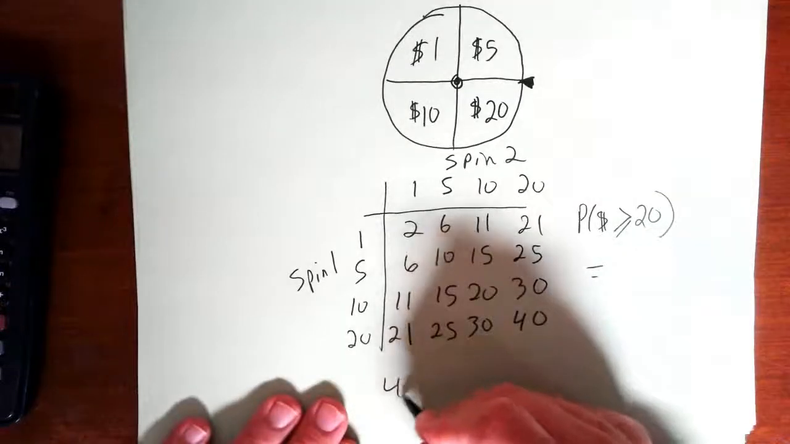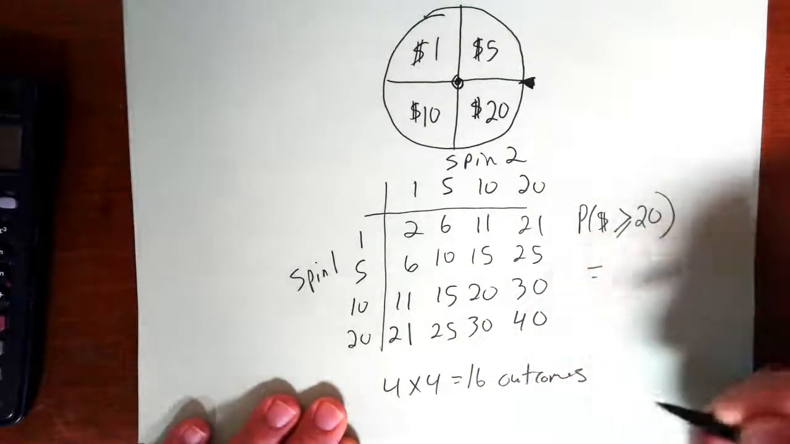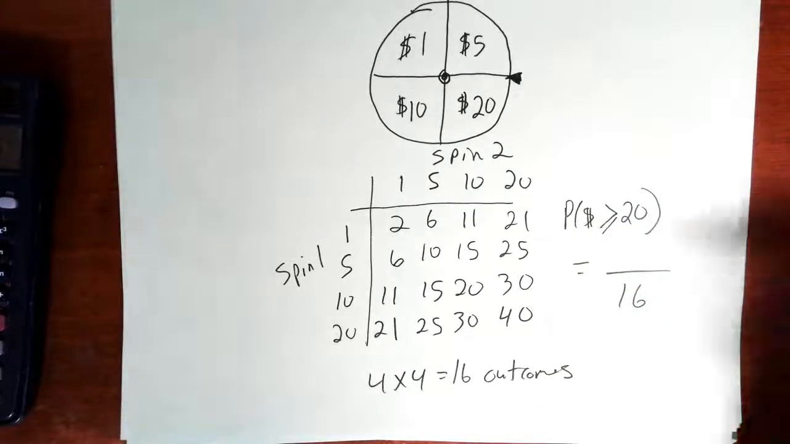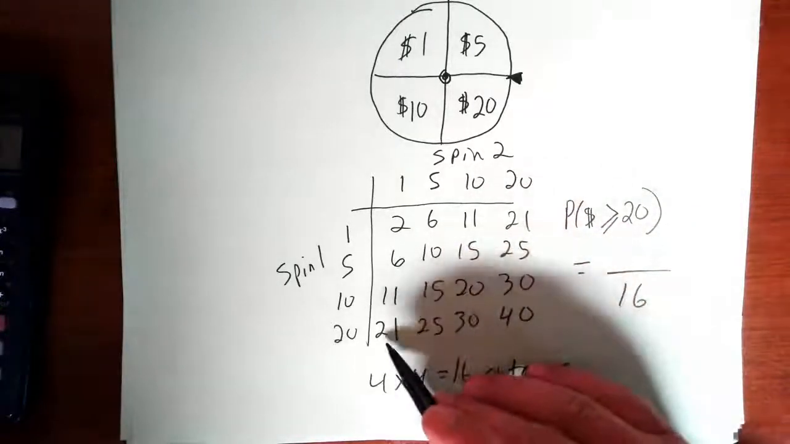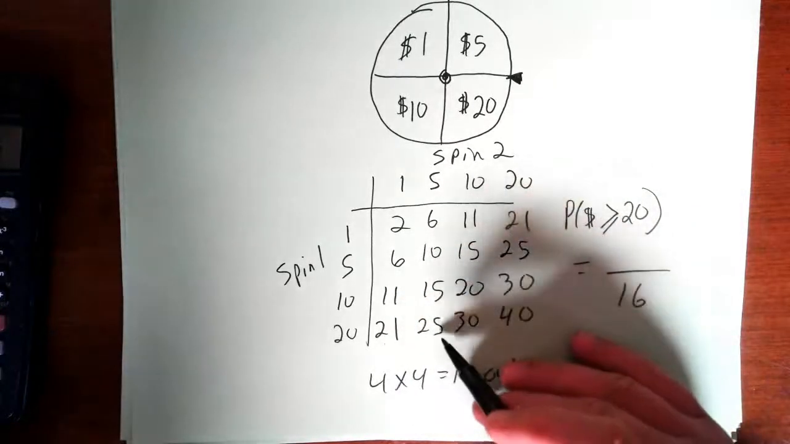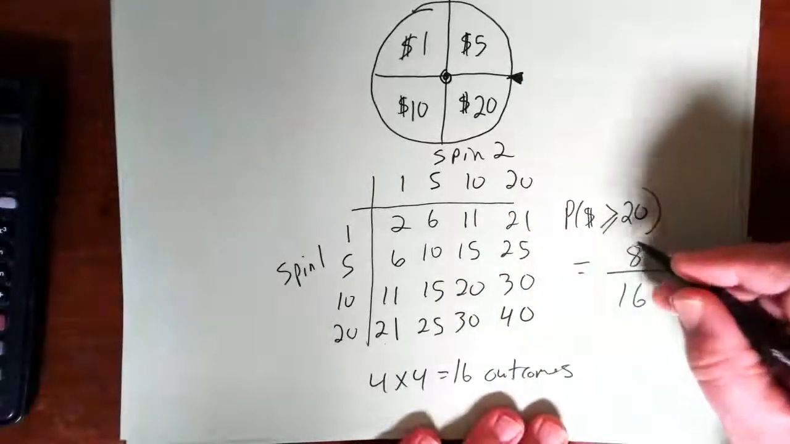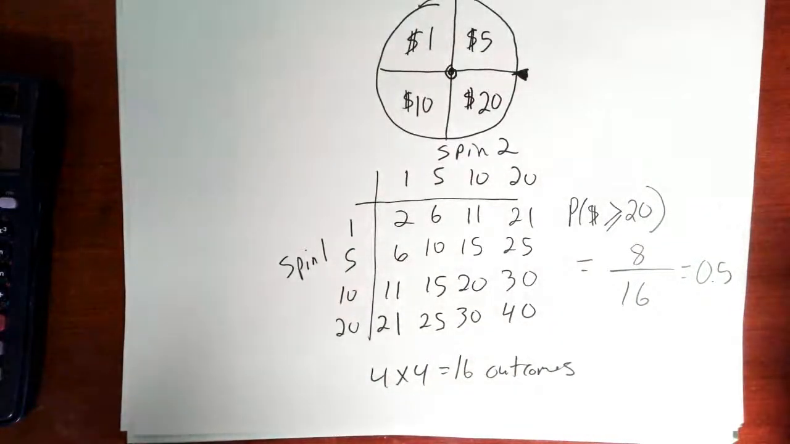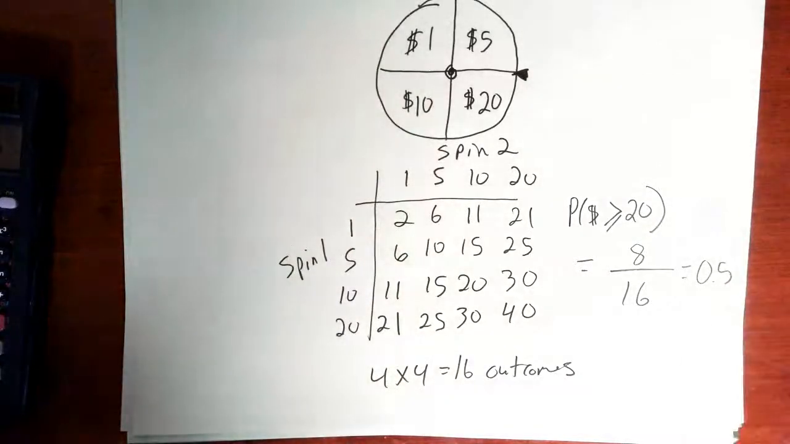Okay, so again, there's 4 times 4. There's 16 outcomes. Right? So the bottom number here would be 16. And then how many of these are greater than or equal to $20? So you would have 1, 2, 3, 4, 5, 6, 7, 8. So you would actually have a 50% chance of making more than $20 on your 2 spins.